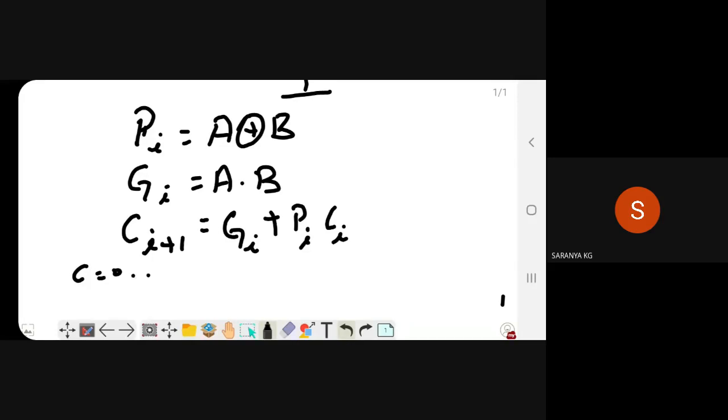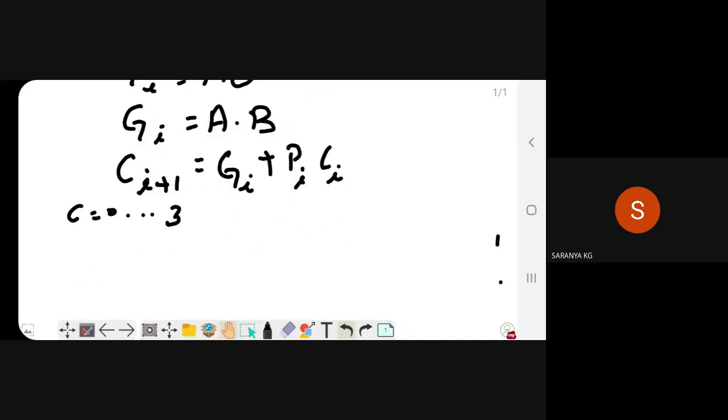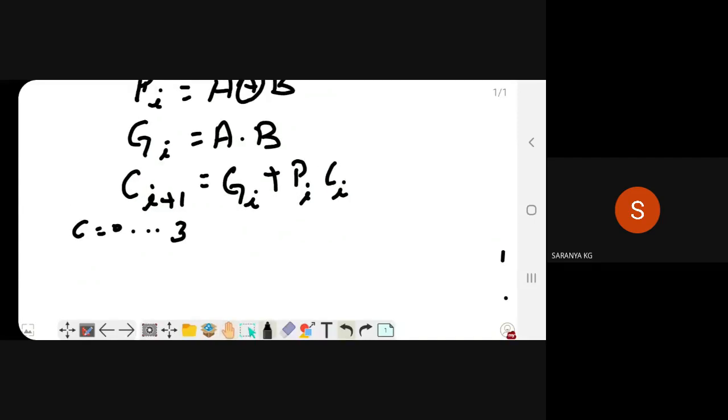So if I substitute I is equal to 0 up to 3, I am going to substitute first I equal to 0, and the equation will be like this. So students, one more thing, do you know how this equation came? Can you understand how you get the equation Ci plus 1?